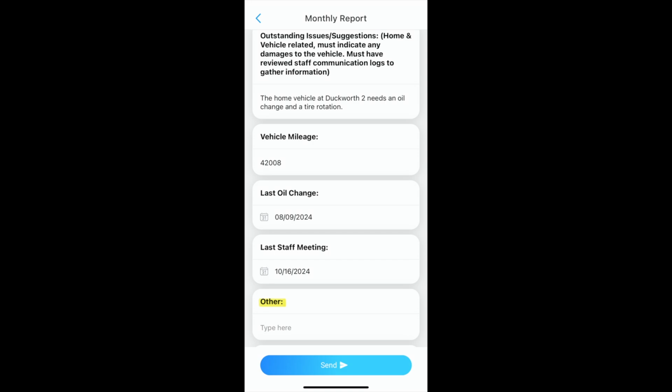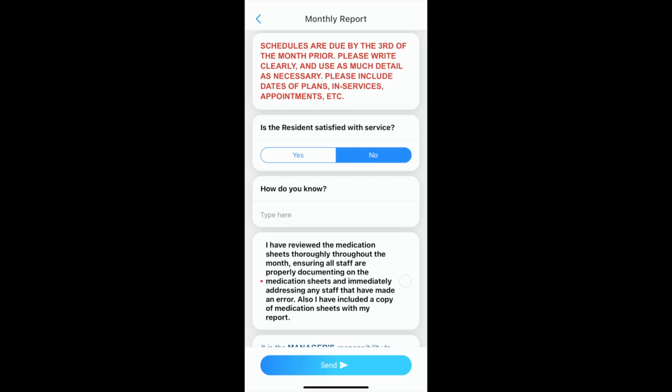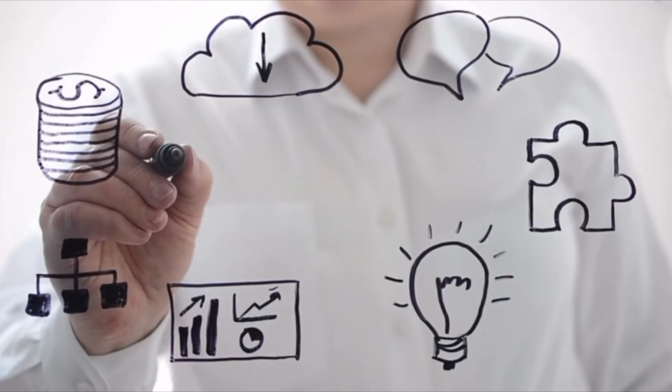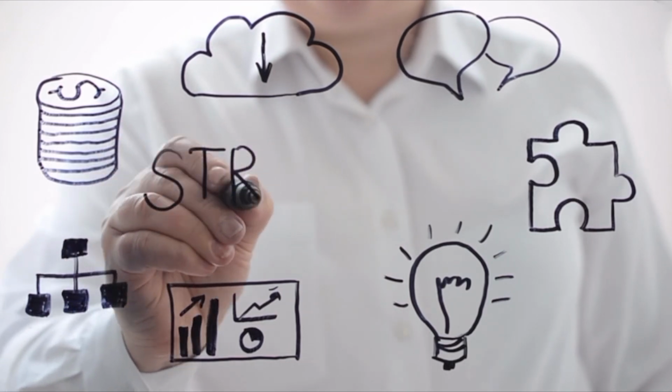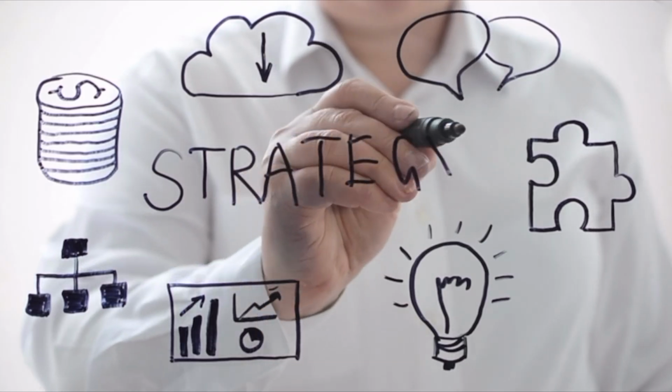Next is a section that's specifically miscellaneous and available for you to enter anything else you think that we should know, whether it be concerning the consumer, staff, home vehicle, or the home in general. If you do not have anything additional you would like to add, you can move on to the next section. Remember, all staff schedules are due by the 3rd of the month prior. Please write clearly and use as much detail as necessary. Please also include dates of plans, in-services, appointments, etc.